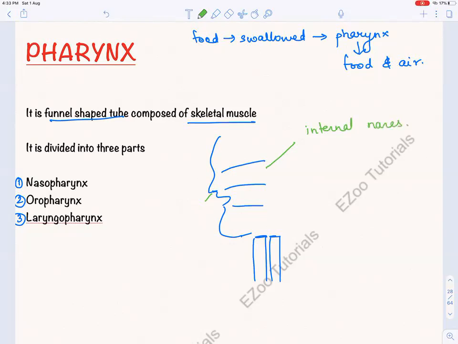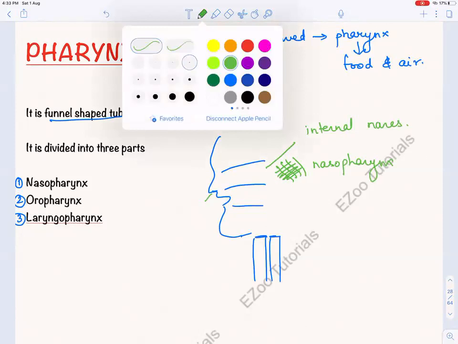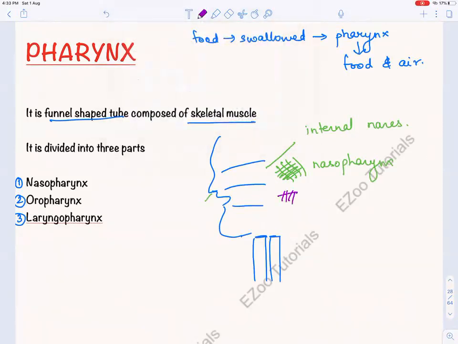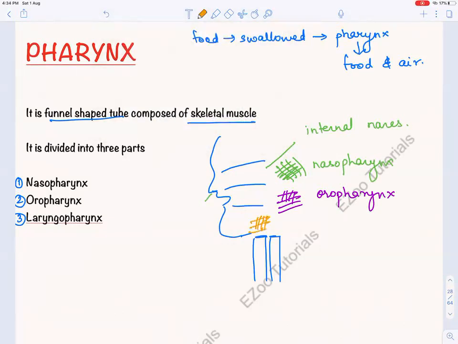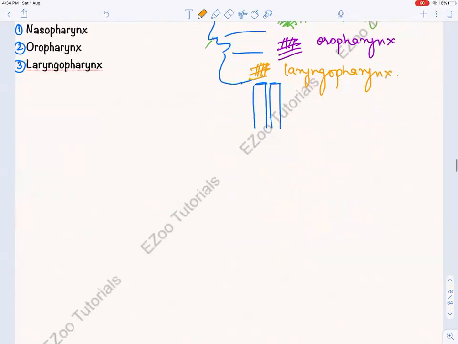This is the nasopharynx, where the internal nares open. And where the buccal cavity opens is the oropharynx. Very easy to remember. And what is this here? It is the laryngopharynx. Now you understand where these 3 are present.